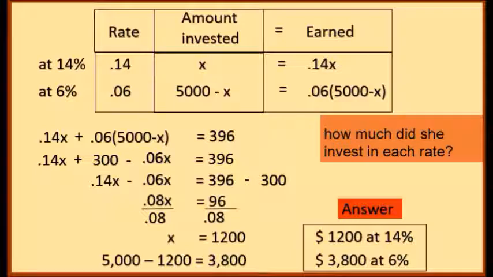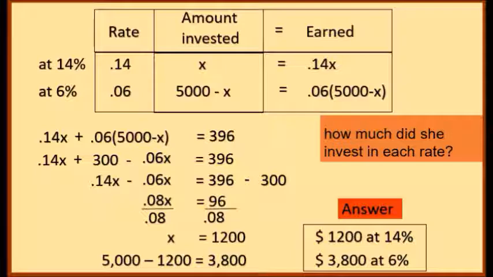Ngayon, 0.14 at 0.06, yan ang pagsasamahin natin, kasi pareho silang may x. Ito, 300, lilipat sa kabila. Nakuha ba? Bakit naging negative yung 300 dito? Kasi lumipat sa kabila. 0.14 minus 0.06, anong lalabas? 0.08. Dito, 396 minus 300 is 96.